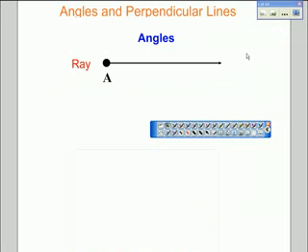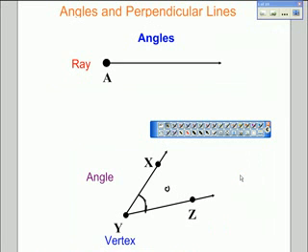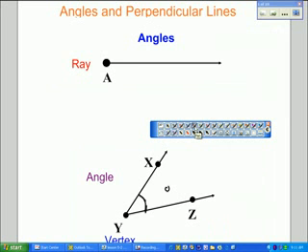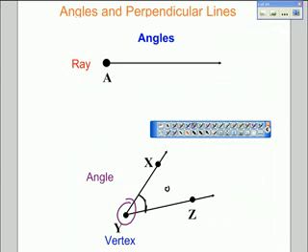And we need this ray because we're starting off with angles. And the reason we need a ray is to form an angle. What you have is two rays with a common vertex. So they share a vertex. Here in this angle we have ray YX and ray YZ, and they share this common vertex right here at Y. They share a common point, and that common point is the vertex of the angle. That's the pointy part in the middle.